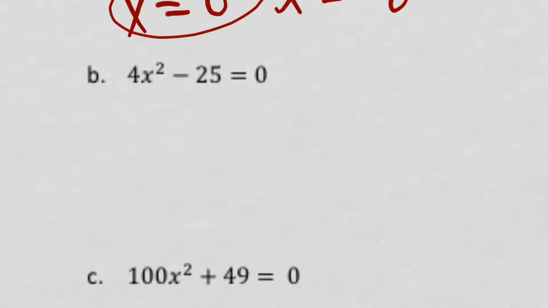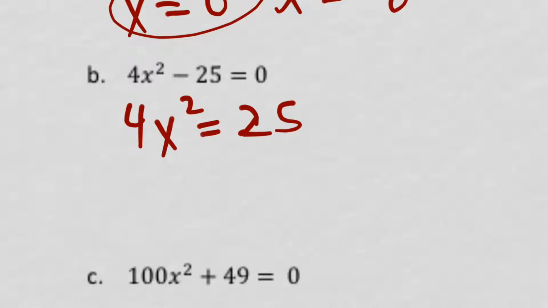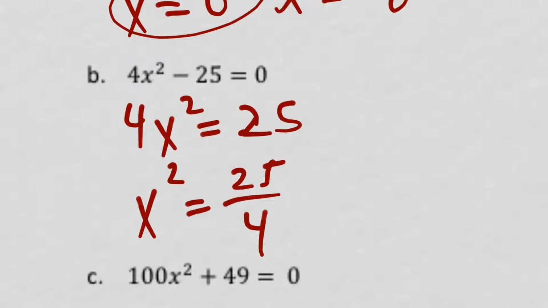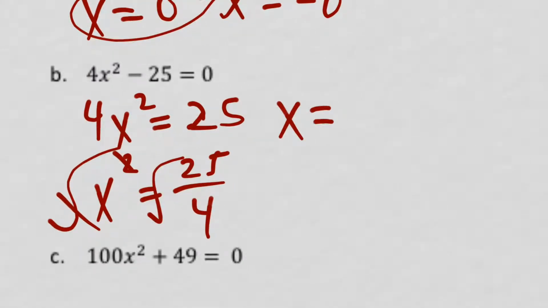Letter B, same concept. Here, you're going to add 25 to both sides. And if you look at this, you still see the square, but you see a 4 in front of the x squared. So that 4 is what you're going to get rid of to the other side first, because it's very easy. You just divide both sides by that. And one last step, you're going to square root this.